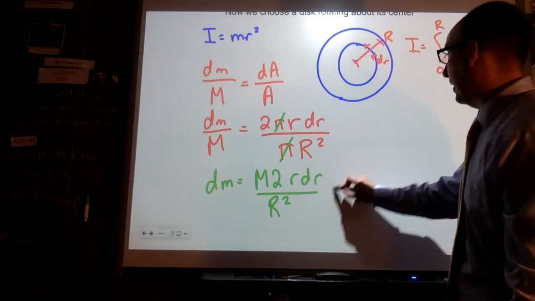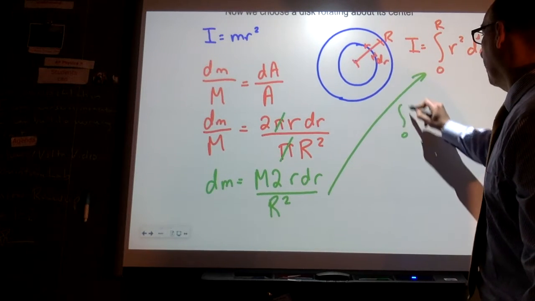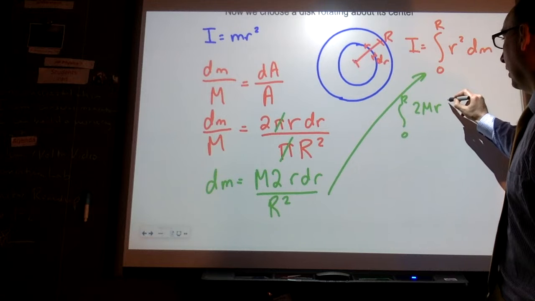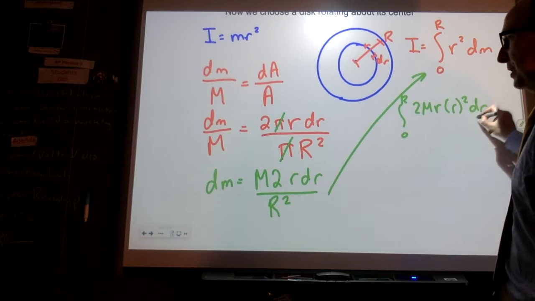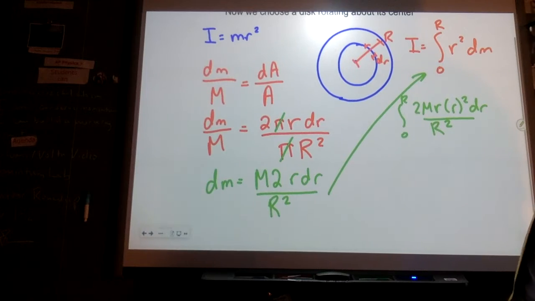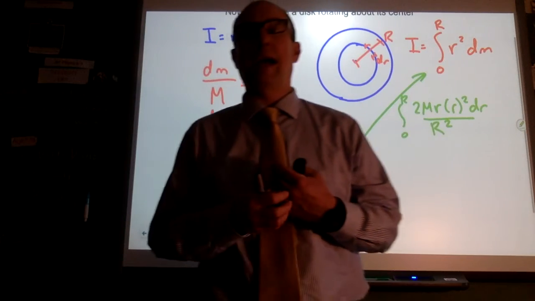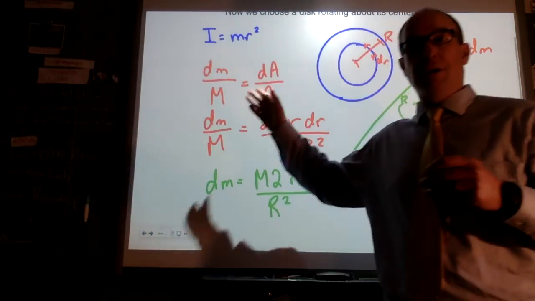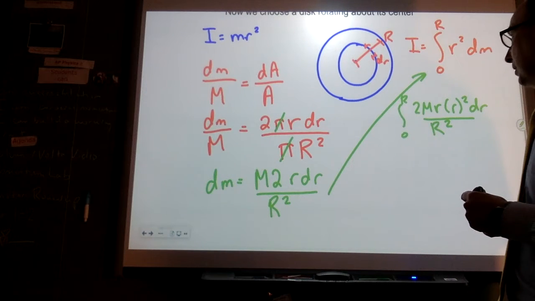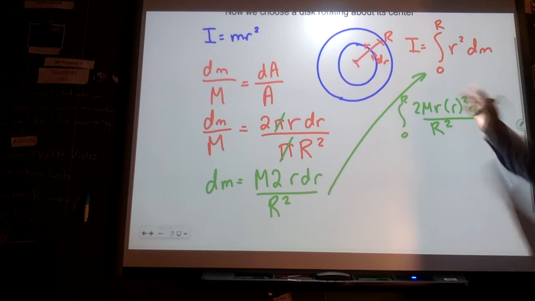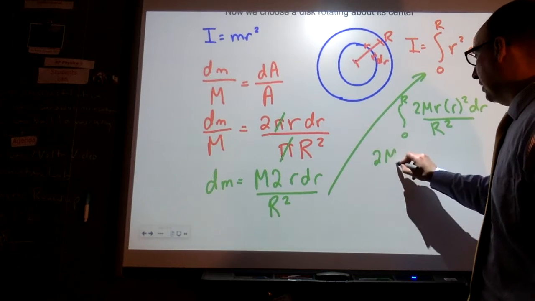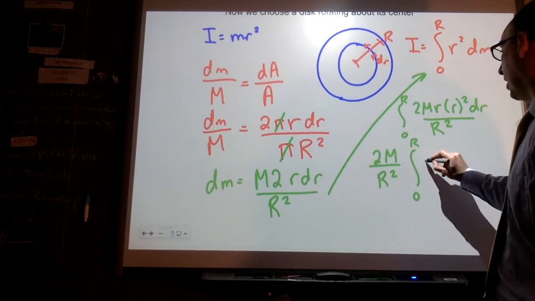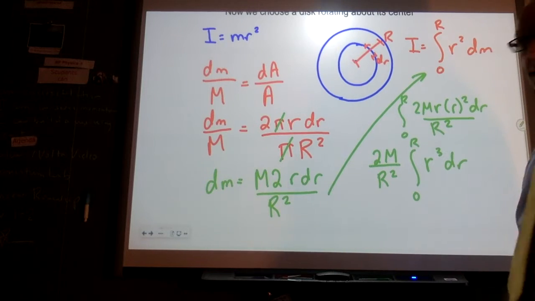So I'm going to plug this into my integral. I'm going to have the integral from 0 to R of 2M r times r squared dr over capital R squared. And again, the difference between capital R and little r is that little r is each individual distance as we go out. Capital R is the end of how far we're going to go out to. So I'm going to take out everything that's not going to change. I'm going to have 2 capital M over R squared, integrate from 0 to R of r cubed dr.